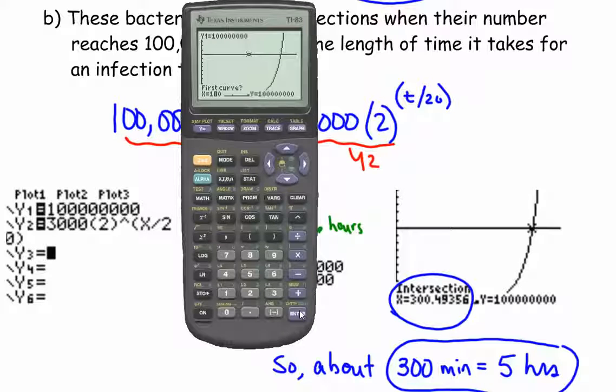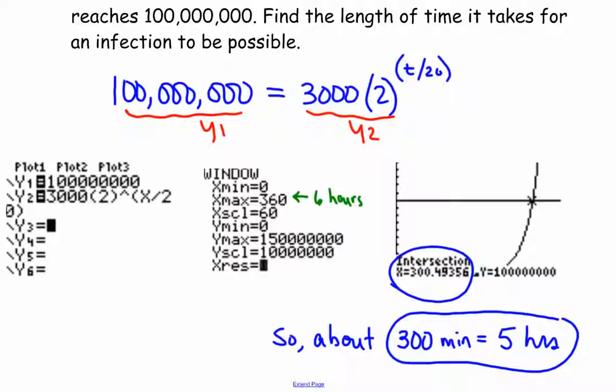So it says first curve, is this it? Yes, it is. Okay, and then can you see it's kind of blinking down there at the bottom? It's saying, is this your second curve? Yes, that's it. All right, and now they want me to guess where I think that intersection point is, and right close there, hit enter, and we get our answer. So it's about 300 minutes, and that would be the same or equivalent to 5 hours. So if you put it away in 4 hours, you're probably really safe.